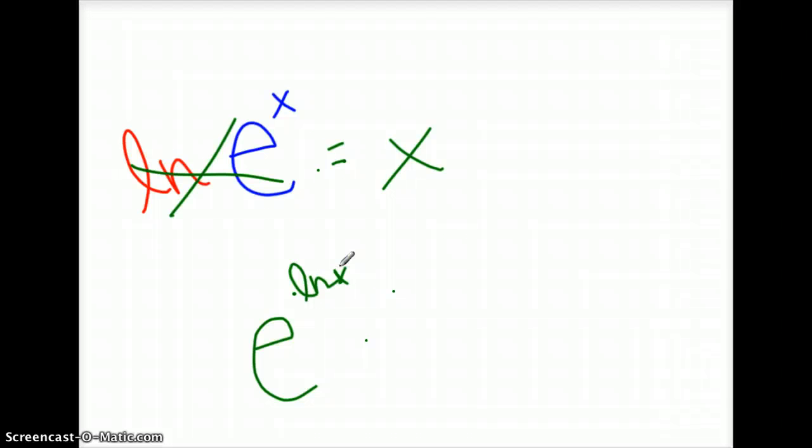Okay. So, e and the natural log will cancel each other, similarly like what we just talked about. And this will equal x.